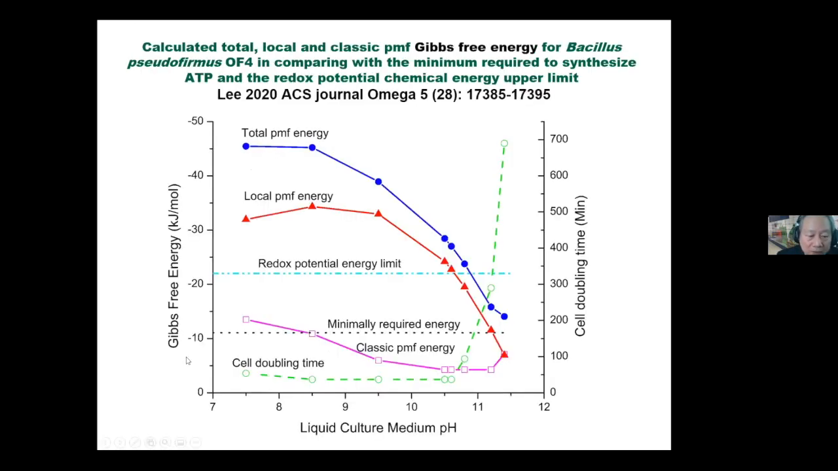So this plot, I just converted to free energy. The proton motive force I converted and plotted as Gibbs free energy. Same thing, right? You see it's the same pattern. In biological bioenergetics it is the proton motive force, but in thermodynamics everybody in this audience is probably more familiar with delta G. So you can see here, that's your total delta G. That's the classic proton motive force delta G, that's your local PMF free energy. So same thing, okay? I just want to make sure that's clear.